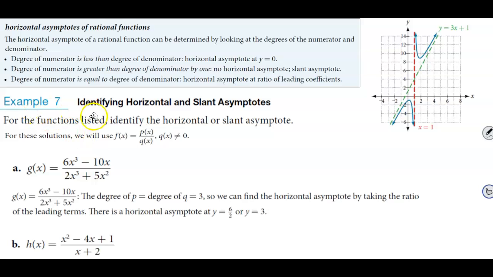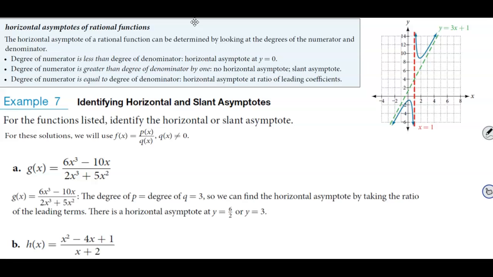Okay, for example number 7, we want to be able to identify horizontal and slant asymptotes. So let's talk about this definition. Horizontal asymptotes of rational functions. The horizontal asymptote of a rational function can be determined by looking at the degrees of the numerator and denominator. If the degree of the numerator is less than the degree of the denominator, then the horizontal asymptote is y equals 0. If the degree of the numerator is greater than the degree of the denominator by 1, then no horizontal asymptote exists, but a slant asymptote does.